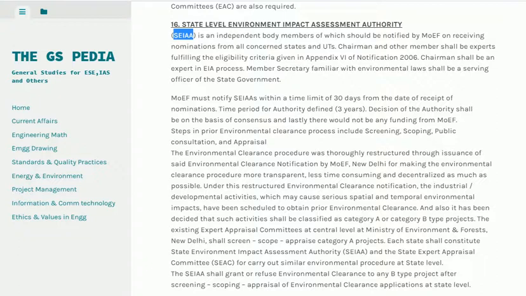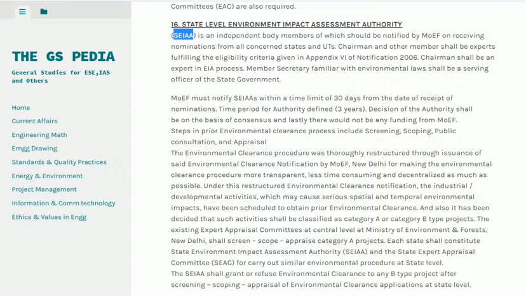MEF must notify CRs within a time limit of 30 days from the date of receipt of nominations. Time period for authority defined, 3 years. Decision of the authority shall be on the basis of consensus, and lastly there would not be any funding from MEF. Steps in prior environmental clearance process include screening, scoping, public consultation, and appraisal.